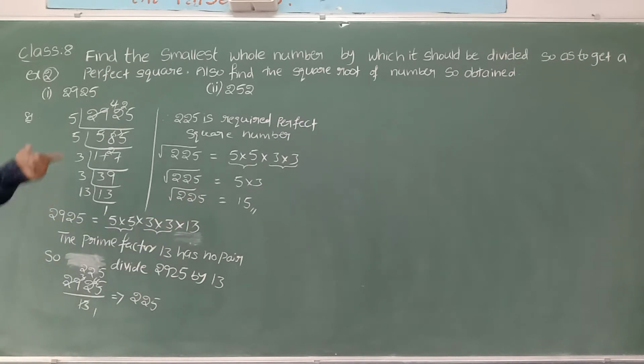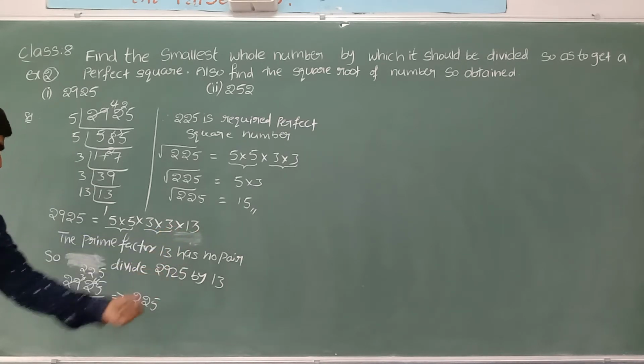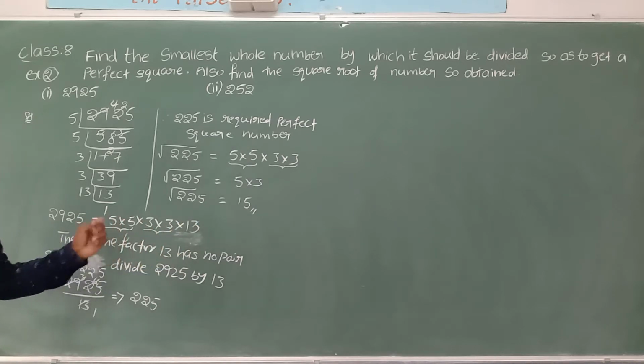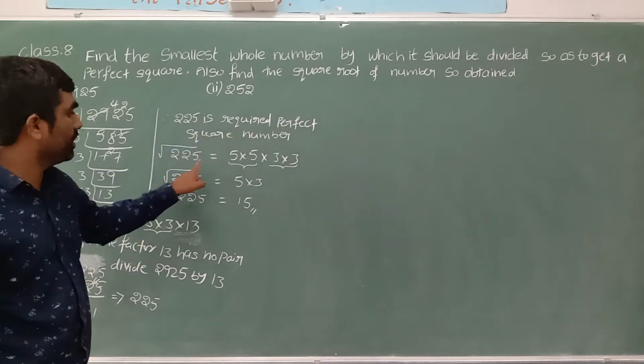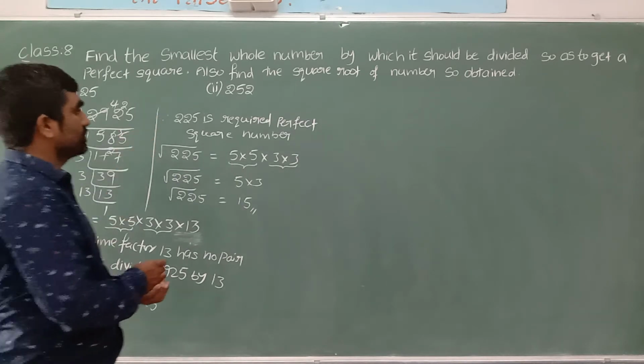Hope it is clear. Same like previous, beta. Just prime factorize. Whichever prime factor has no pair, the same prime factor we divide by. So by dividing I got like this, and it becomes a perfect square. Because once I divide by 13, all the remaining numbers have pairs. So it is a perfect square. Again we have to find the square root of the perfect square. We will go for one more example now.